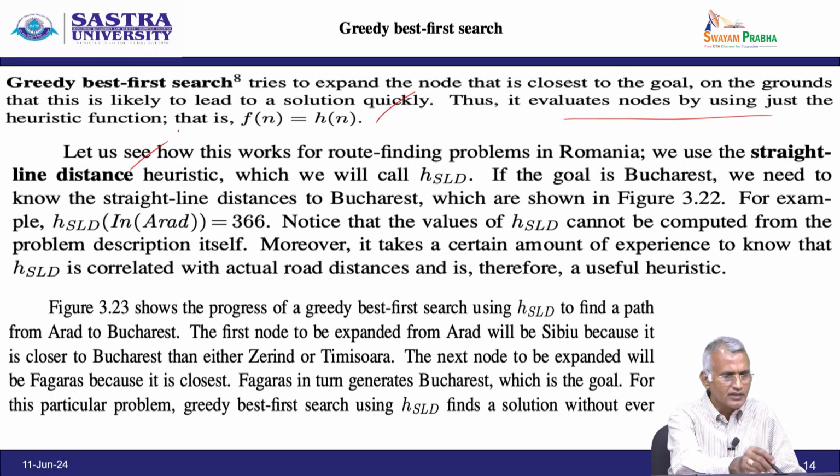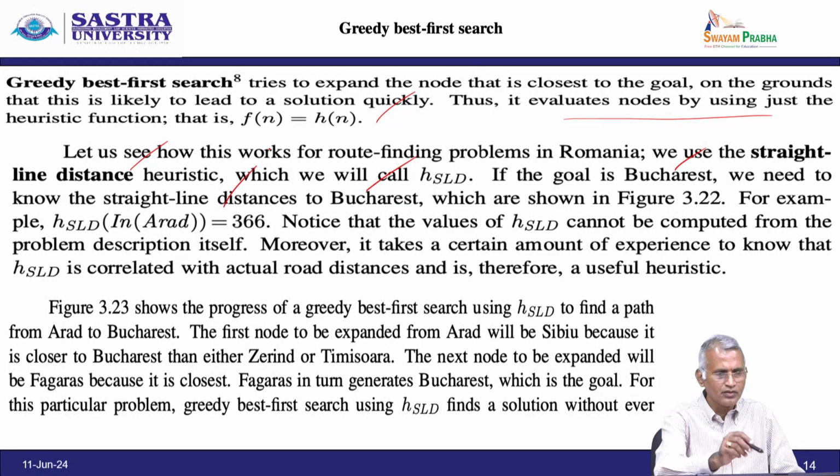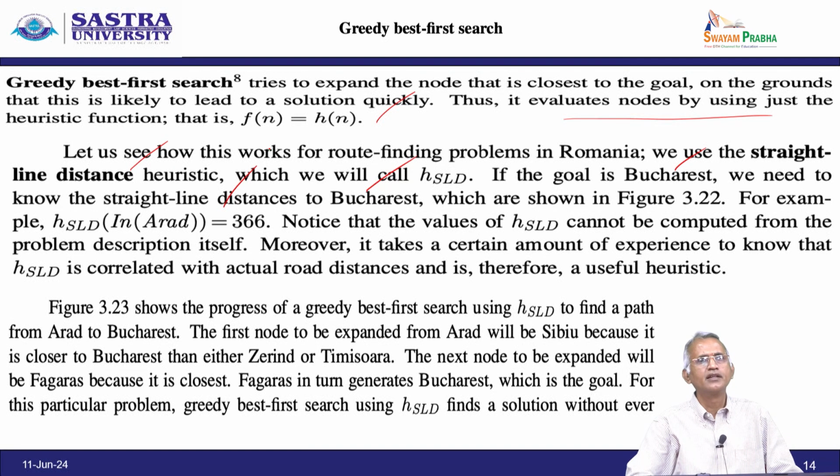We use the straight line distance heuristic, which we will call h suffix SLD. If the goal is Bucharest, we need to know the straight line distances to Bucharest, which are shown in the figure. For example, h SLD of Arad equals 366. Notice that the value of h SLD cannot be computed from the problem description itself. Moreover, it takes a certain amount of experience to know that h SLD is correlated with actual road distance. Therefore, a useful heuristic can be designed.